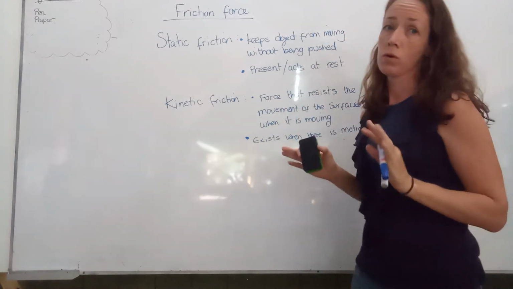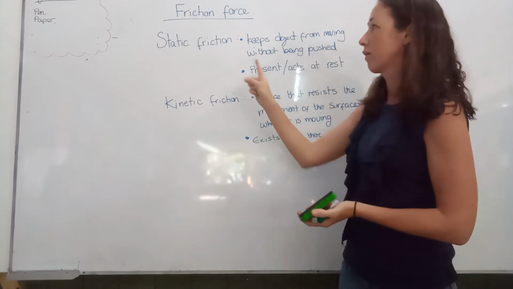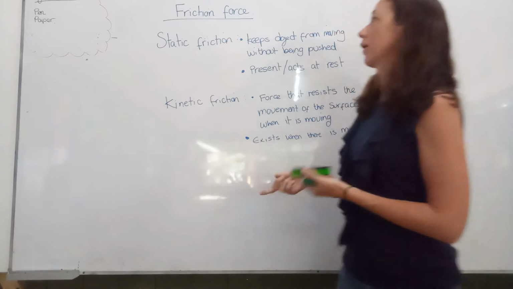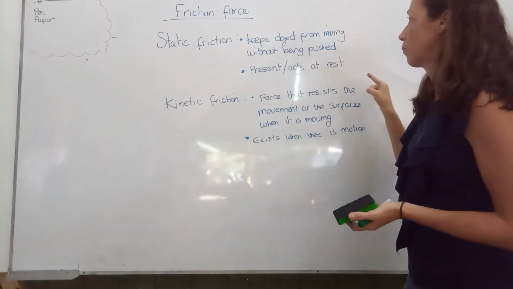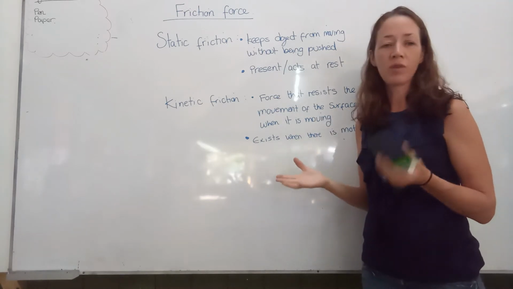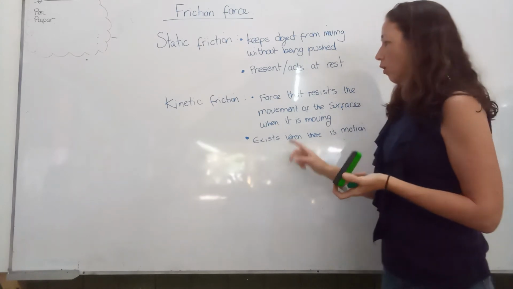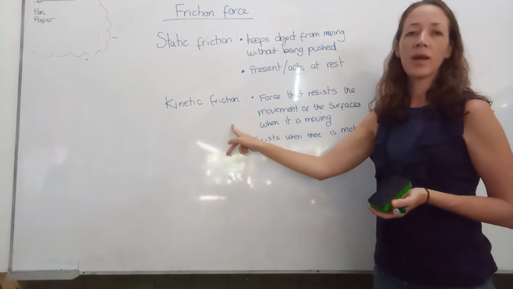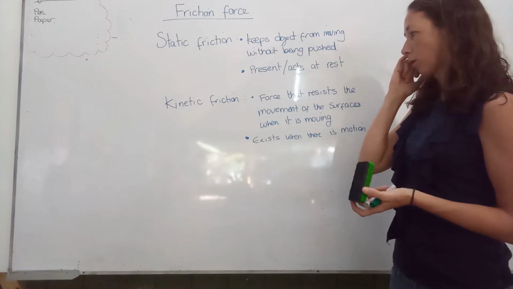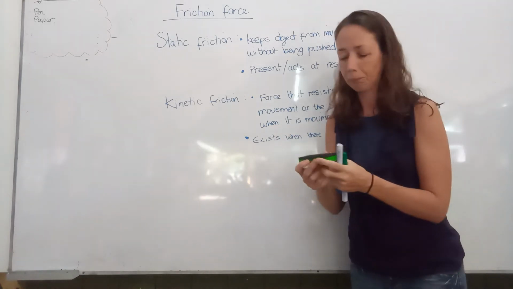So what you should have known from the information last week is that there's two types of friction. One is static friction and the other is kinetic friction. And what does that mean? Basically, static friction is what keeps the object from moving without being pushed, and it's present when the object's not moving, okay? If the object's not moving, then that's static. The moment it starts moving, it becomes kinetic friction, okay? So it's a force that resists the movement of the surface when the object is moving, and it exists when it's in motion, okay?